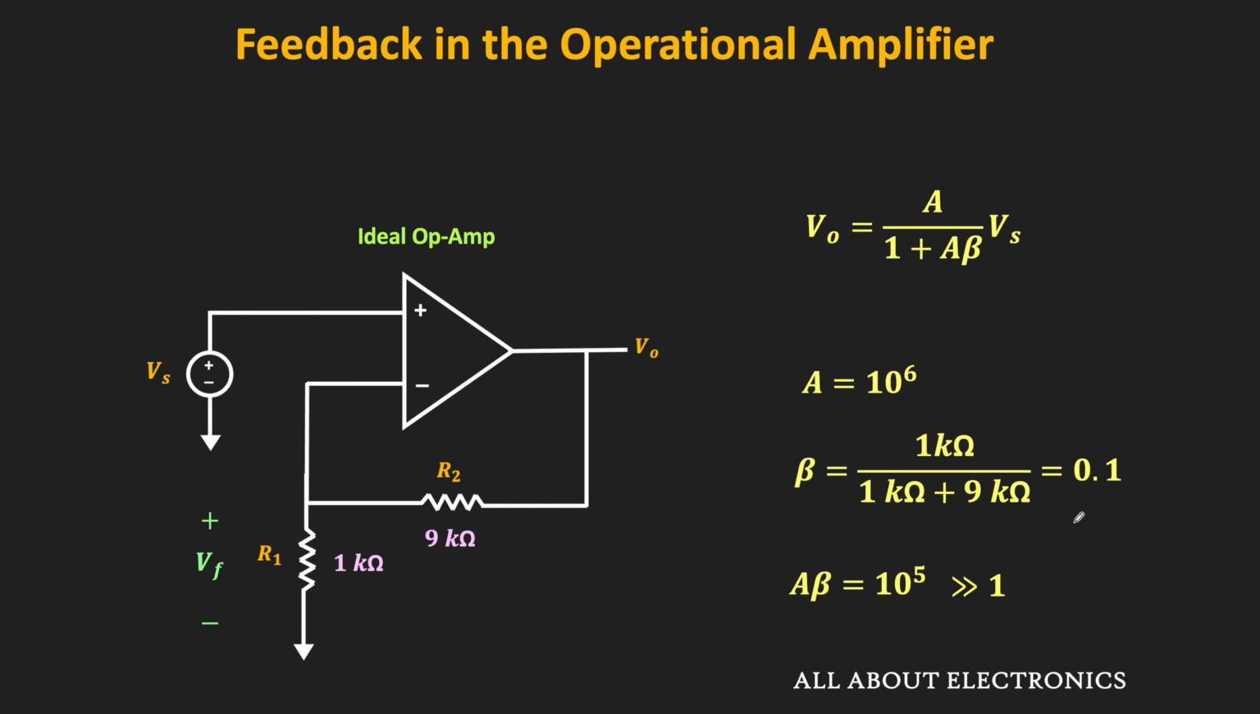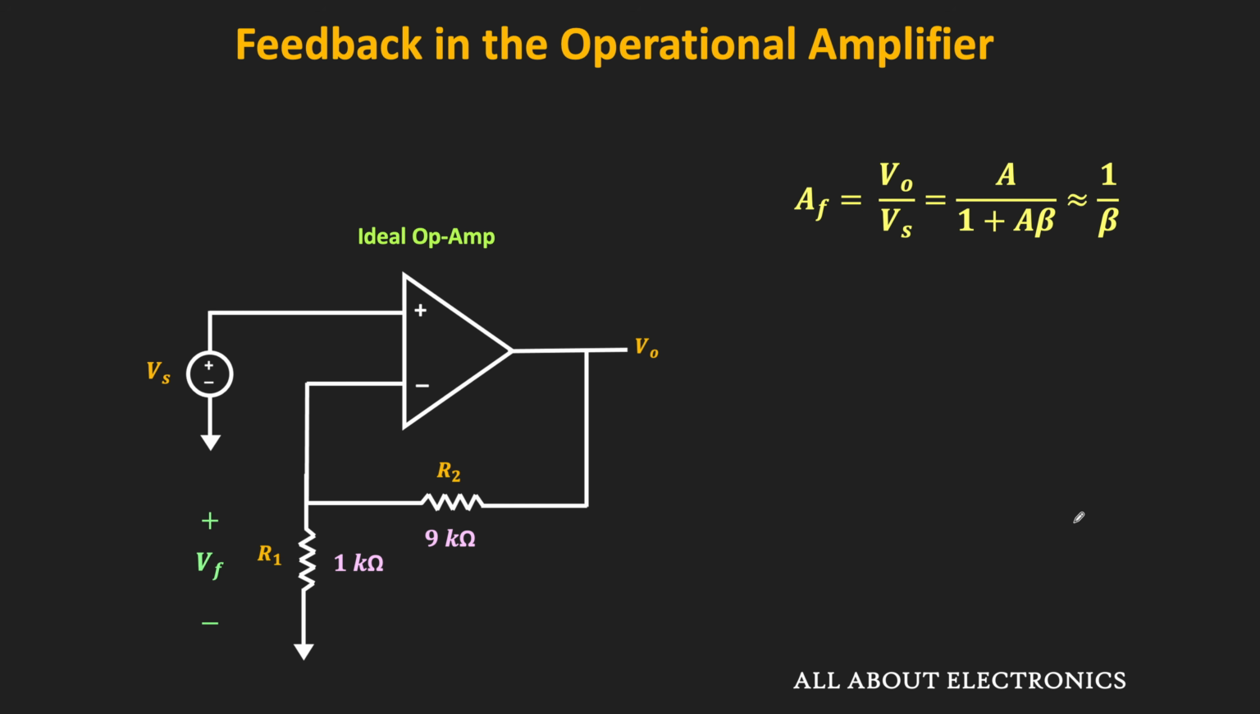So once again, now if you see the expression of the closed loop gain, then that is equal to A divided by 1 plus A beta. And here, since the A beta is much greater than 1, we can say that this closed loop gain is approximately equal to 1 divided by beta, and that is equal to 10, because here this beta is equal to 0.1. Or if we see the precise value, then it is equal to 10 to the power 6 divided by 1 plus 10 to the power 5. And if you calculate the value, then that is also approximately equal to 10.